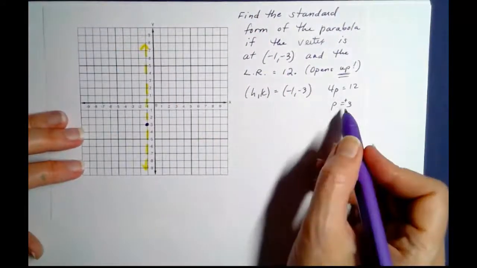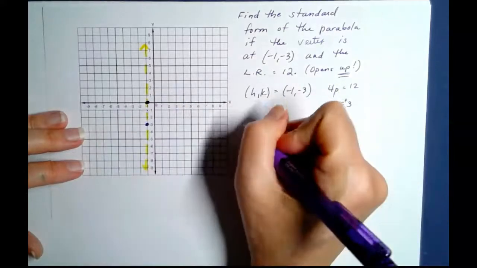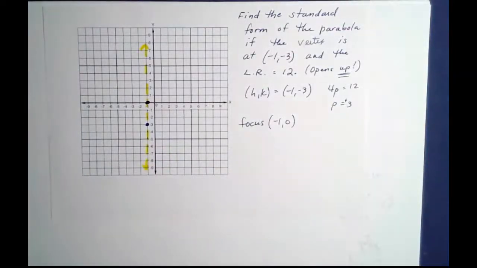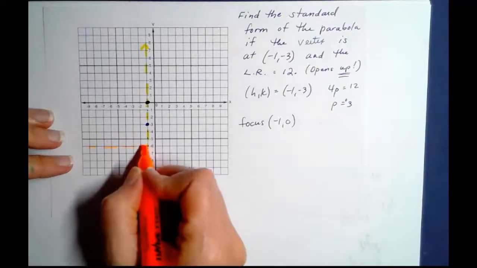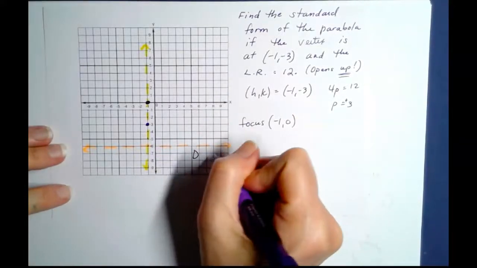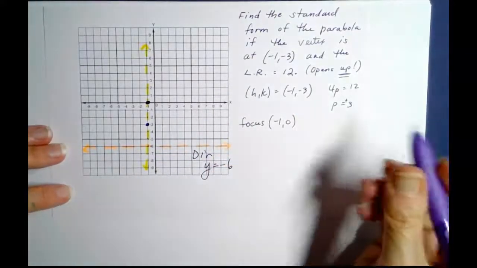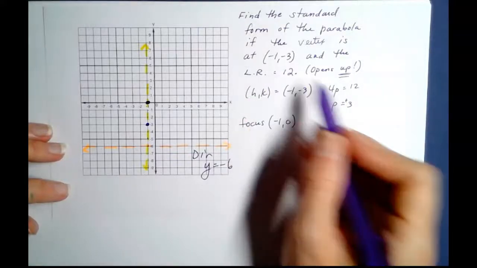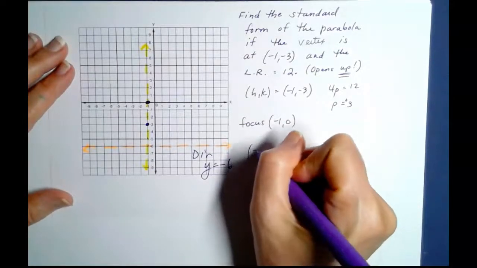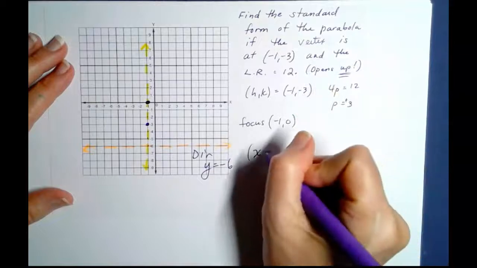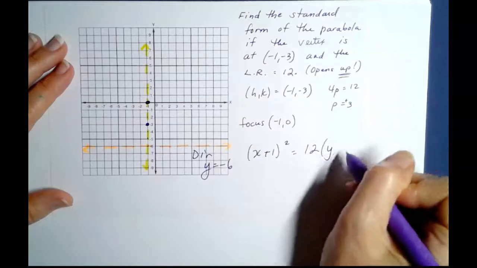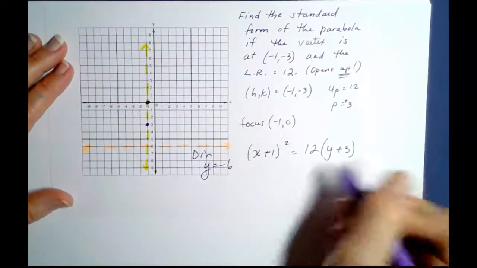Okay, and p is equal to 3, so 1, 2, 3. So there's my focus. My focus is at -1, 0. My directrix this time is a horizontal line at y equals -6. Okay, and because we know that the LR is 12 and that represents 4p, and we know the vertex, we can go ahead and write the equation. So it's going to be x minus -1, so x plus 1 squared equals +12. We know it's positive because it opens up, and then y minus -3, so y plus 3. So this is our standard form.